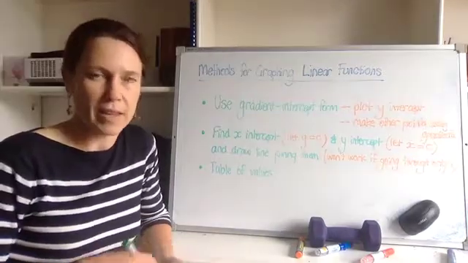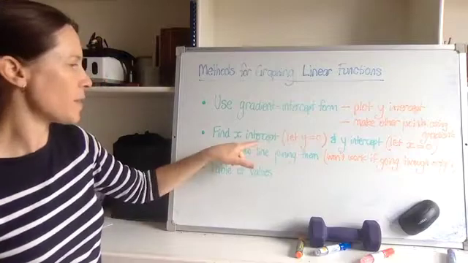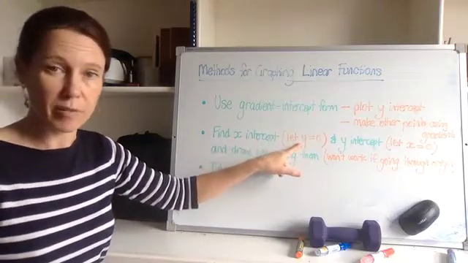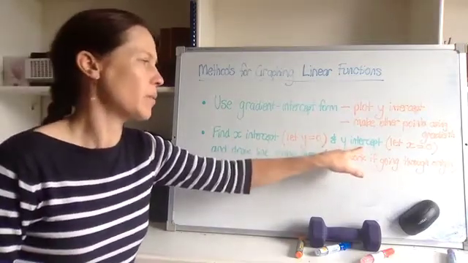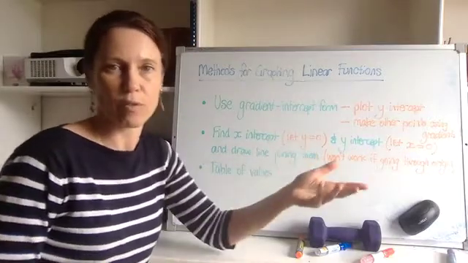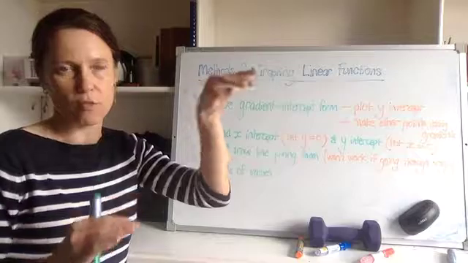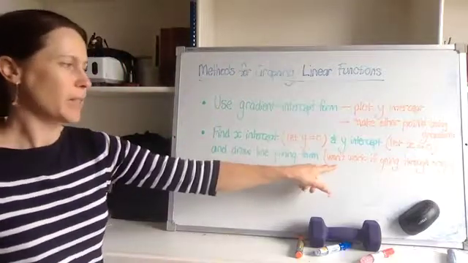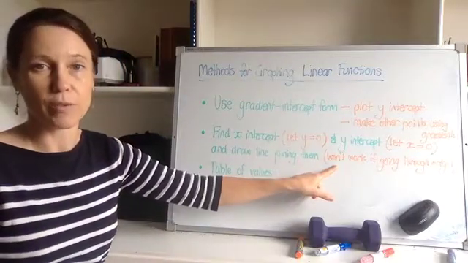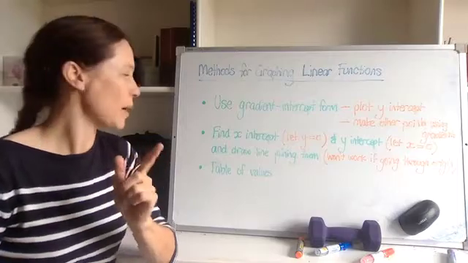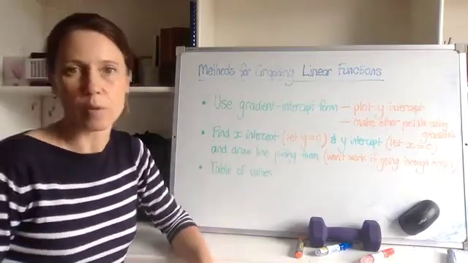You could also find the x and y intercept. Now you find the x-intercept by letting y equal 0 and solving for x, and you find the y-intercept by letting x equal 0 and solving for y. That should give you 2 points. You can put your ruler on those 2 points and then draw up your line. Now, the only thing to consider is that that method won't work if your line goes through the origin, because perhaps it only has one intercept altogether.